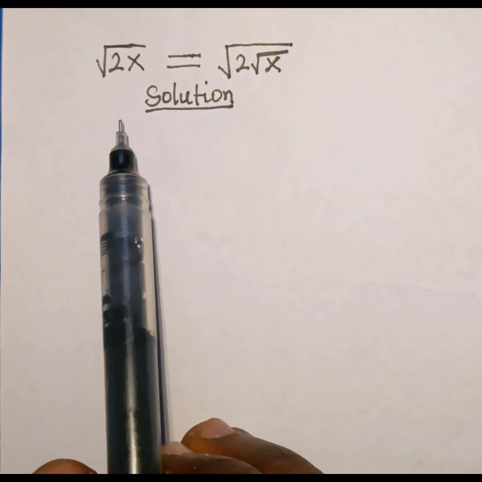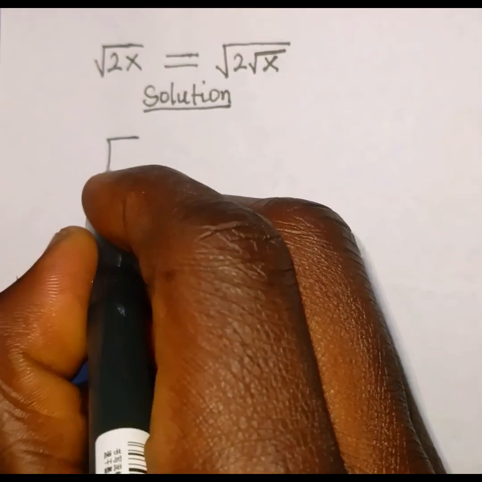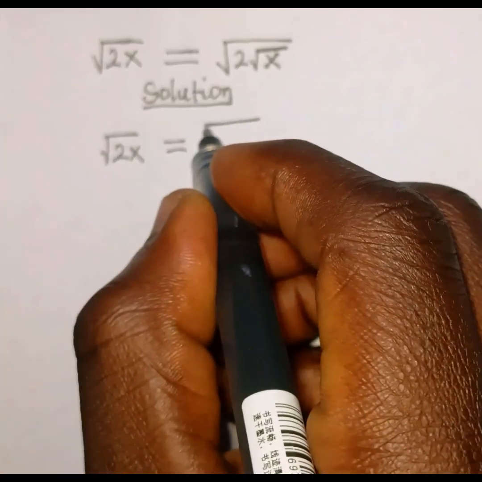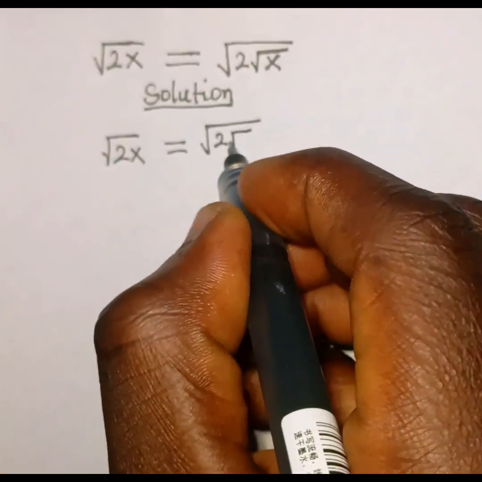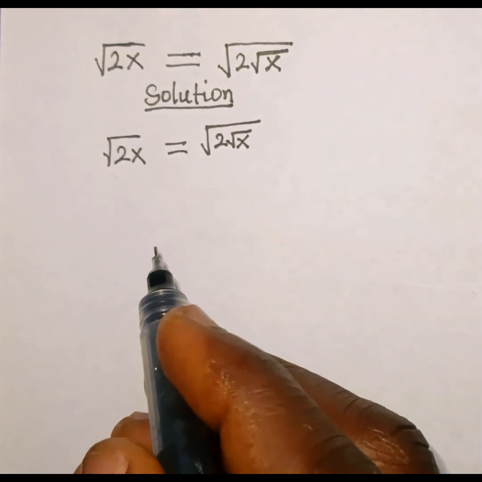We're going to solve for the value of x from this radical equation. We are given that the square root of 2x is equal to the square root of 2 times the square root of x. Then we are asked to solve for the value of x that will satisfy this equation.